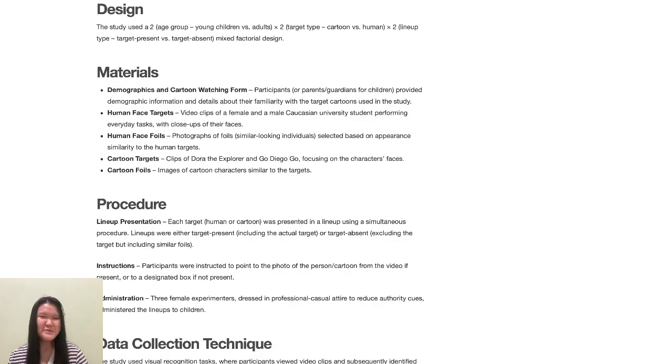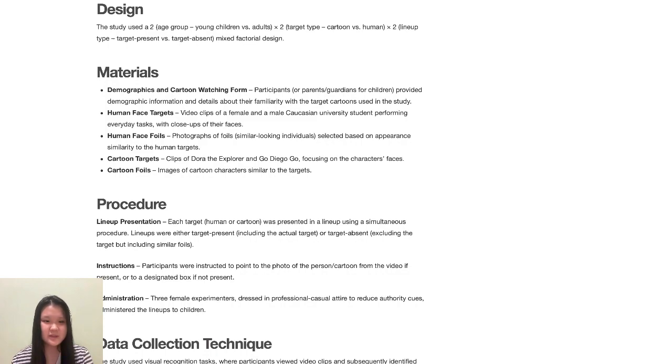Okay, and the next one is human face targets. I think you mentioned this as well, right? So, video clips of a female and male Caucasian university student performing everyday tasks with close-ups of their faces, right? Yeah. And then the next one is human face foils. So photographs of foils, similar looking individuals selected based on appearance similarity to the human targets. Following so far? Yeah. Following.